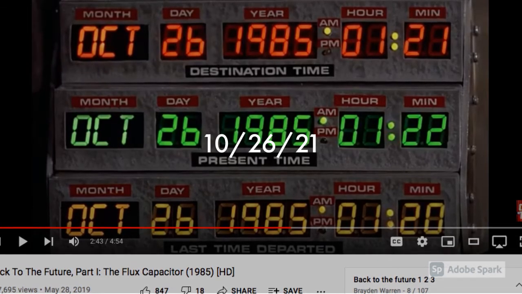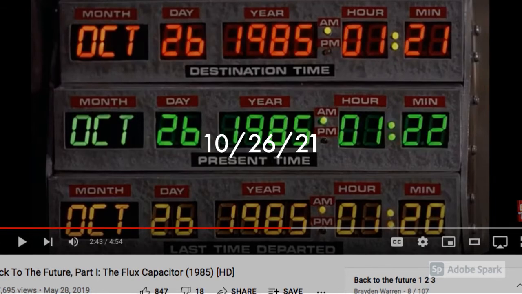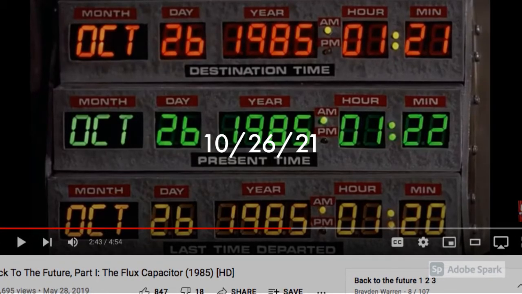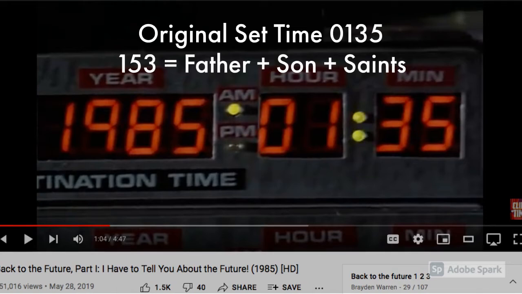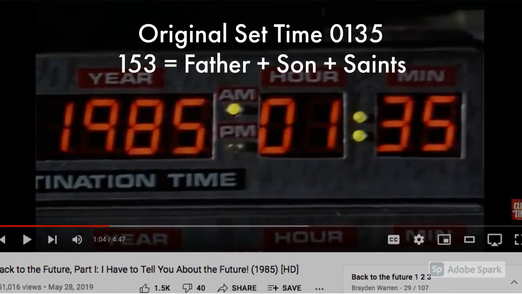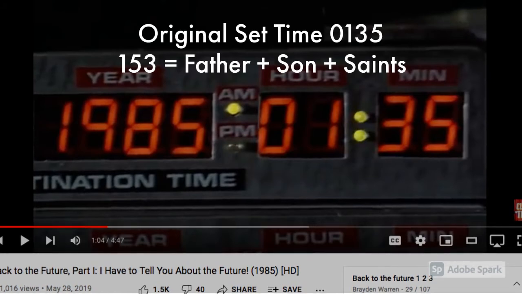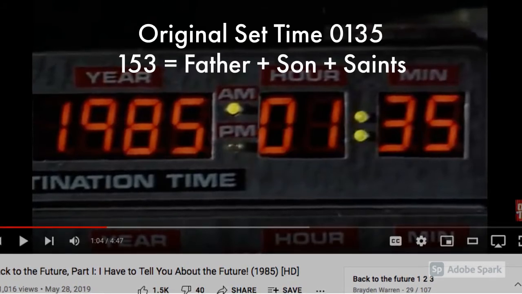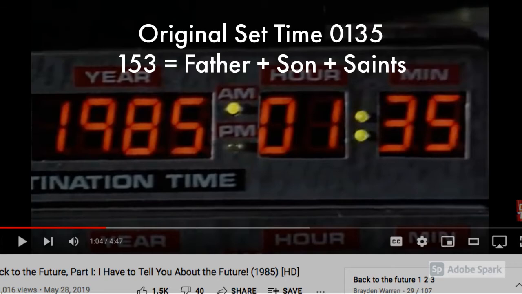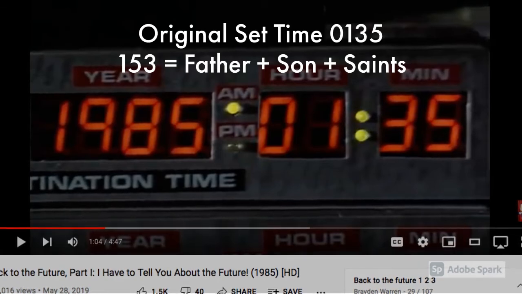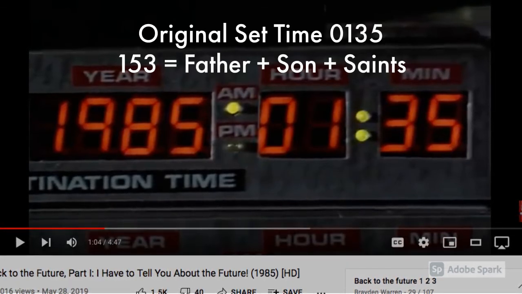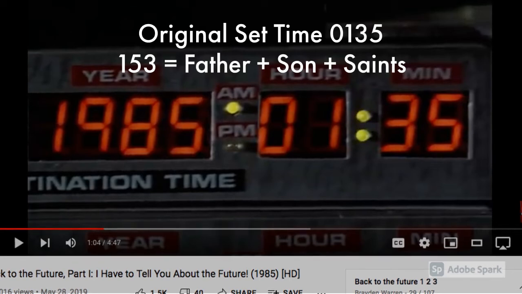So in October 26th, here they mention 1 hour 35 minutes, 135. So this is 153, father plus son plus the bride. And then it leads to the next slide that I try to explain.